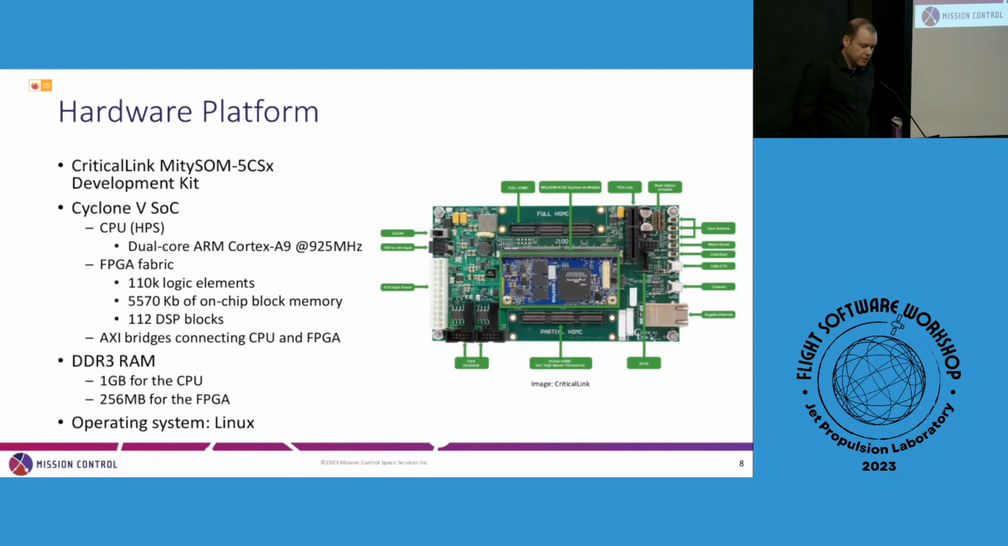So a little bit about the platform that we use. This is a development kit from Critical Link. I'm not going to talk about all the specs here, but the important thing is that it uses a Cyclone 5 system on chip. It's very similar to what's on the OPS-SAT satellite.